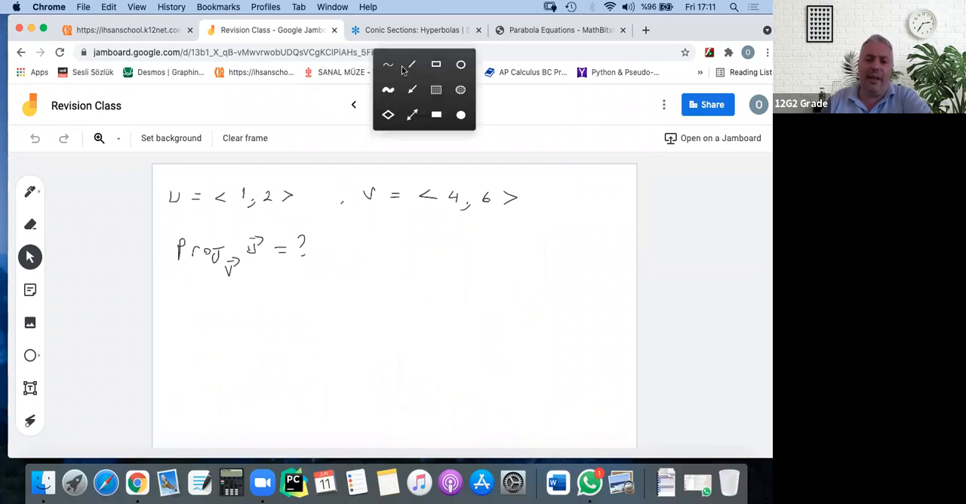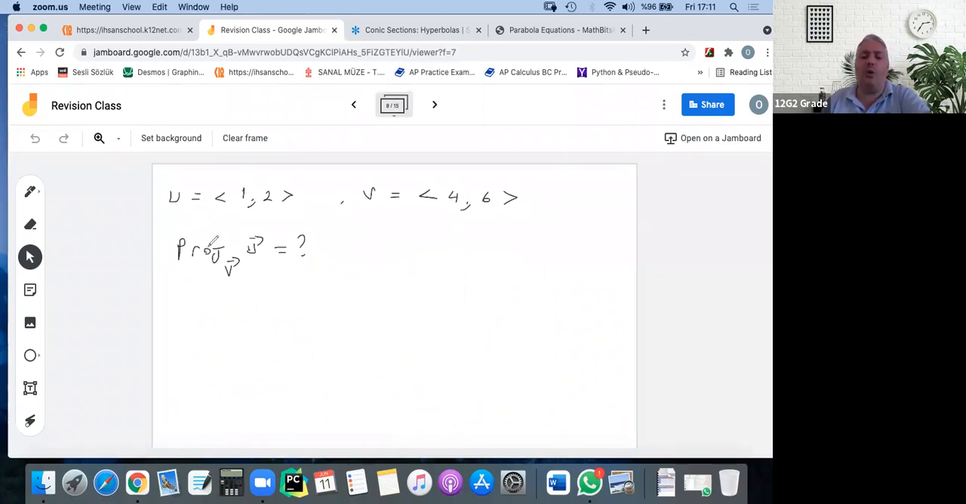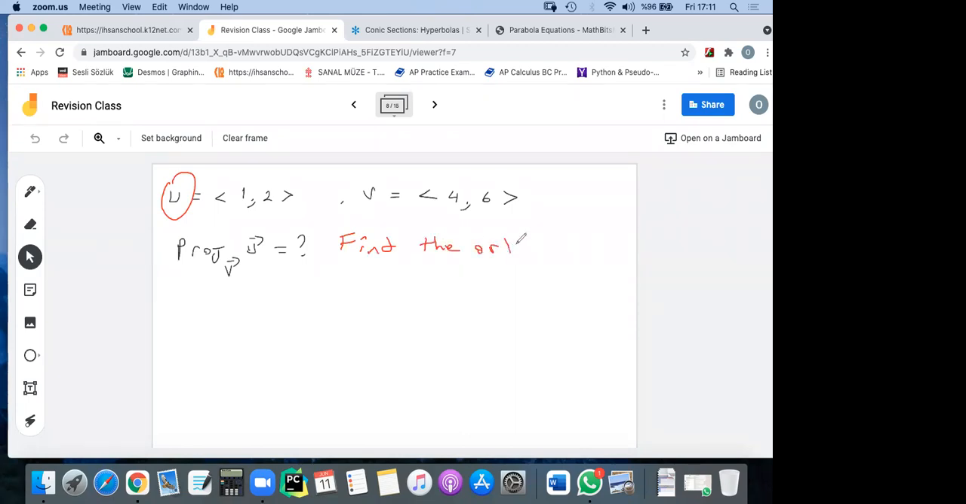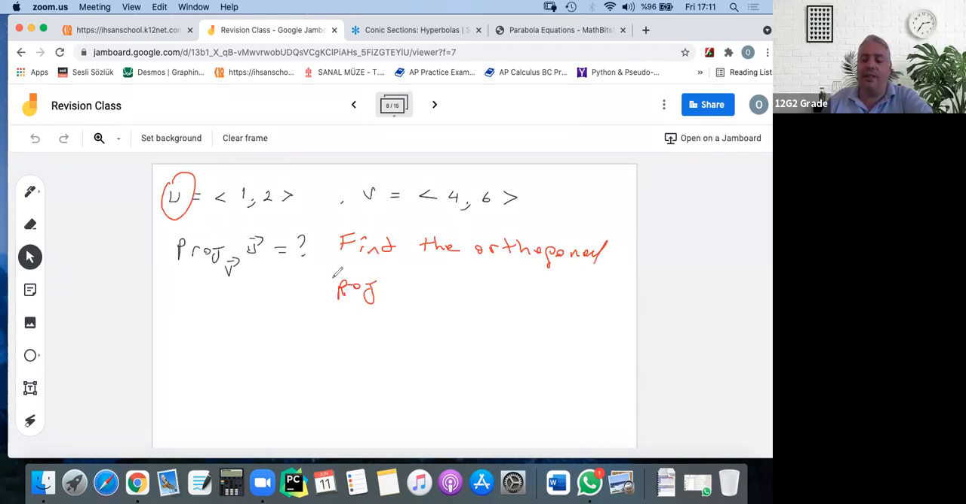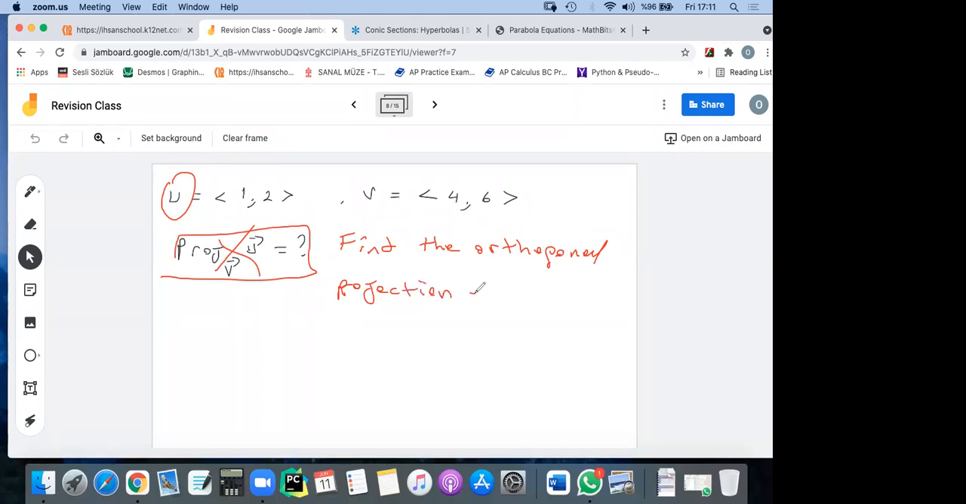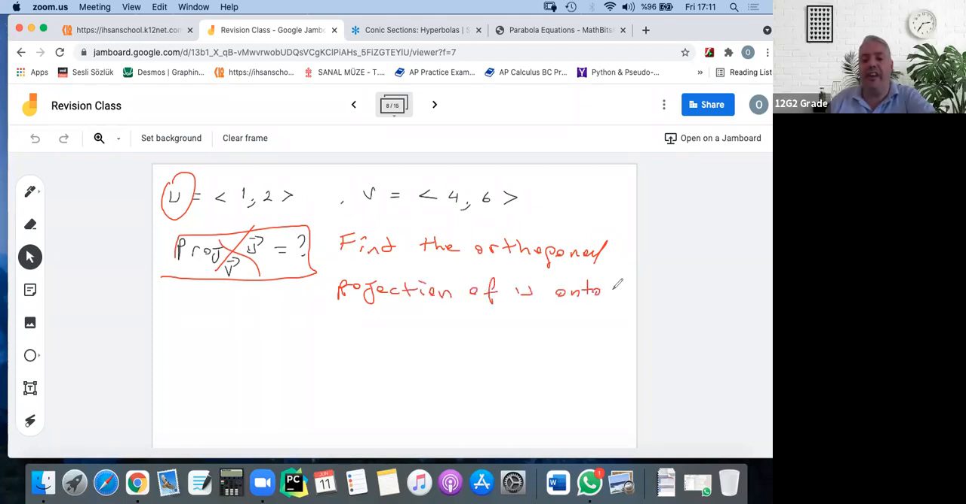How was the formula? The question is: find the orthogonal projection of vector u onto v. In the exam, you will not have this notation. You will have it like this: find the orthogonal projection of u onto v. U is given, v is given. So orthogonal projection of u onto v means this one.